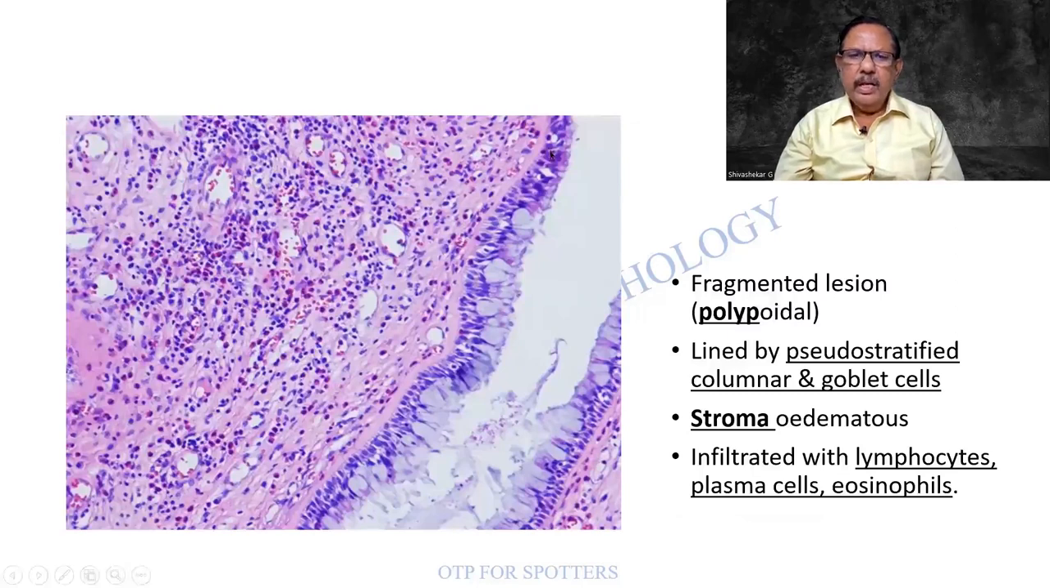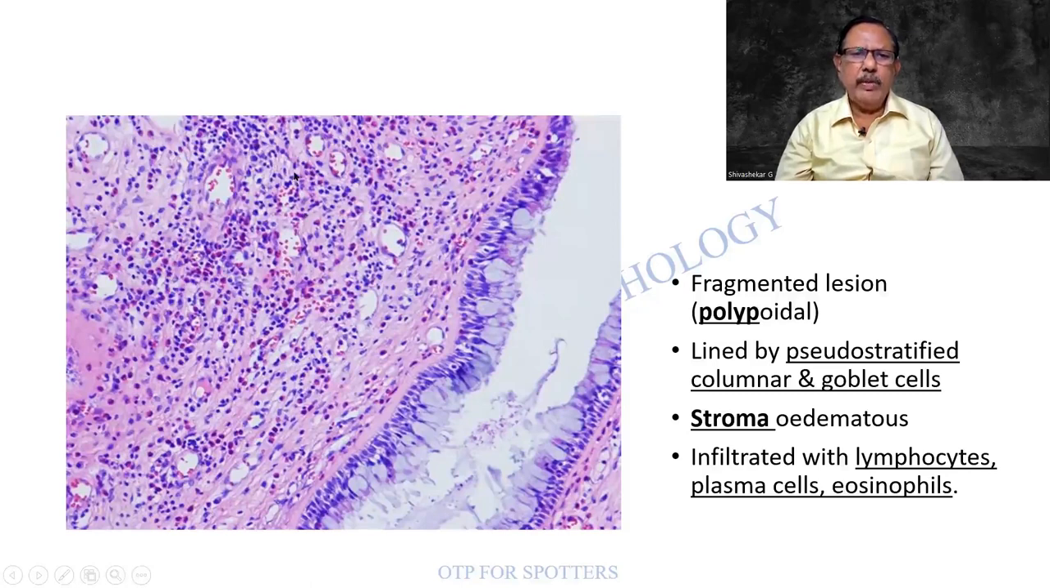This is another lesion which is lined by tall columnar cells. There is a pseudostratification. And there are some goblet cells which are present. The stroma, meaning the connective tissue, is edematous and it is showing a lot of inflammatory cells.